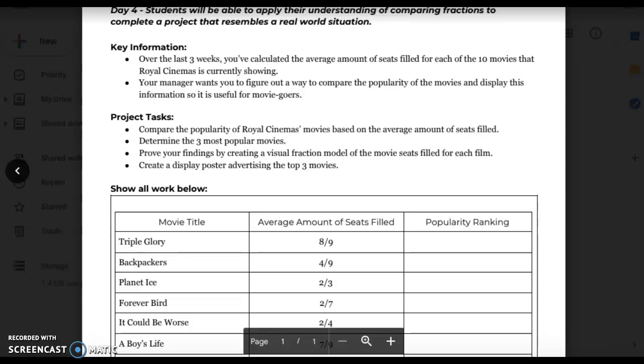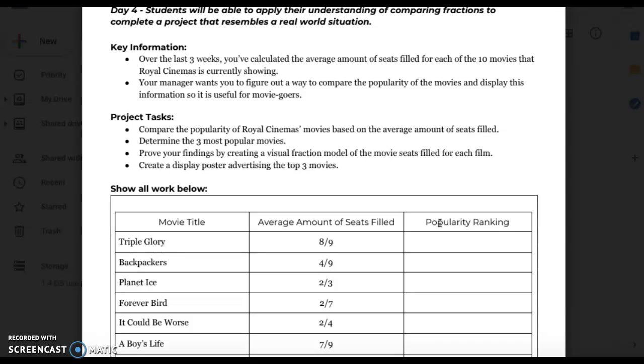The first thing you're going to have to do today is compare the average amount of seats filled for each film. Please keep in mind that it should be assumed that each theater is the same size. Please use the fractions in this column to compare which are the greater, which are the smaller. The greater the fraction, the more popular that movie was.